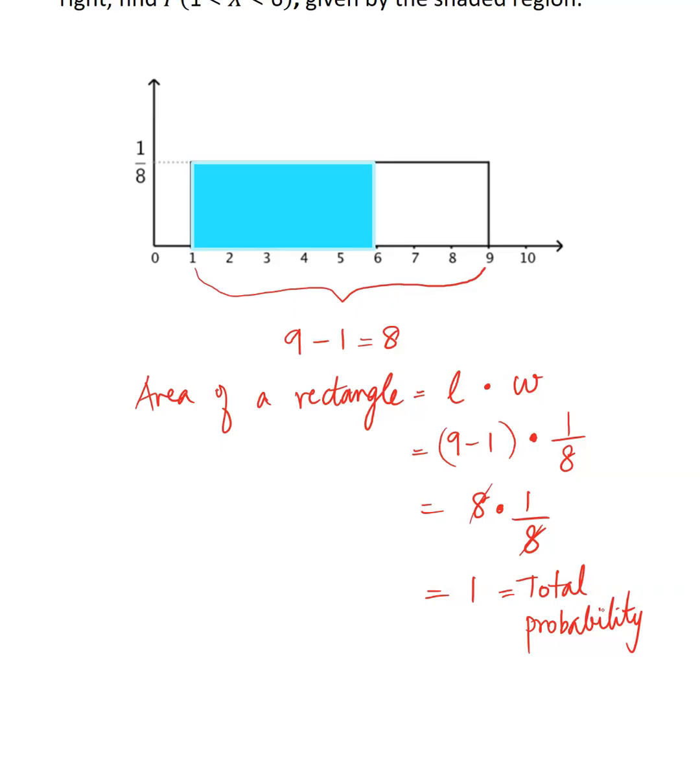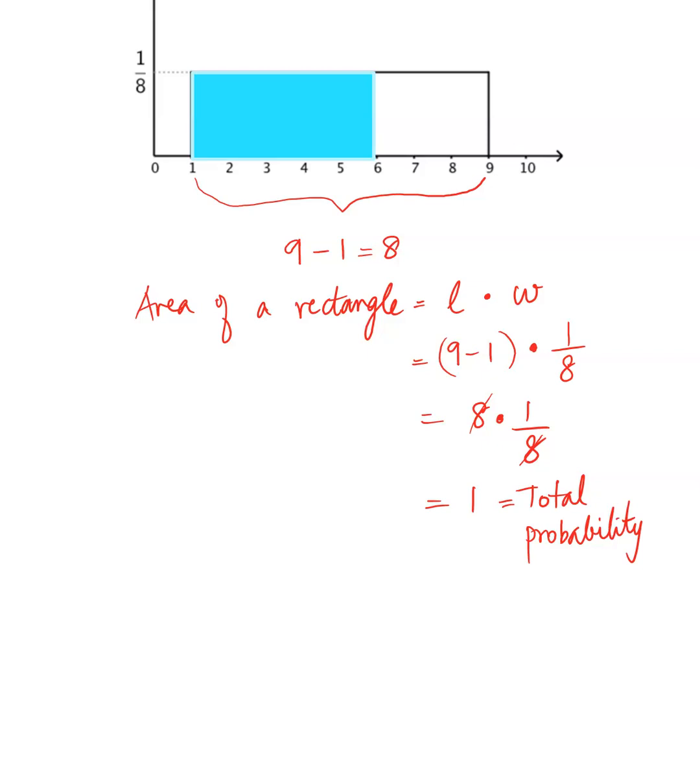This is the entire picture presented there, and we are looking for a specific portion of it, for our shaded region. So you must understand this entire rectangle from 1 through 9 gives you that total probability. Okay. All right, so let's focus on the shaded region.